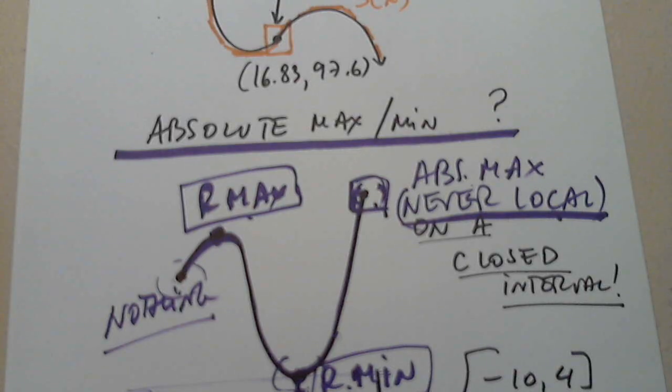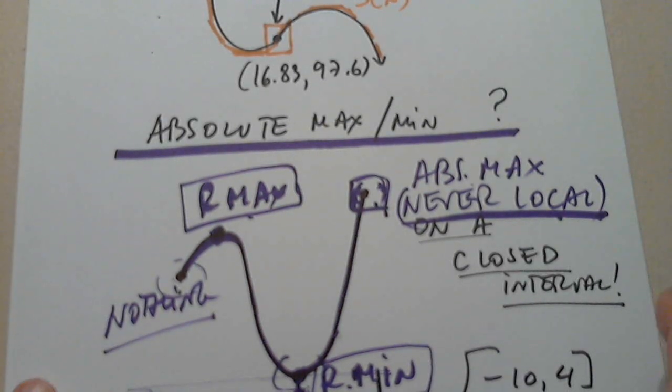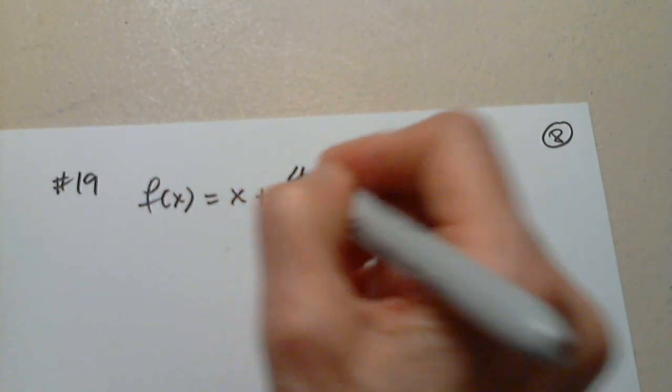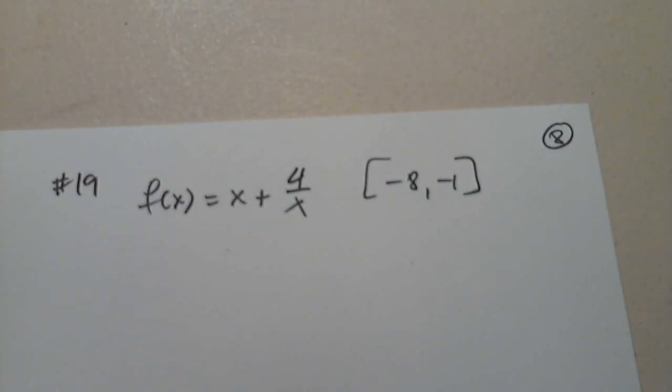So now let's choose a function and study the absolute max and absolute min on the given interval. Okay, I'll choose 19. Let's take a look. Which page am I on? I think I'm on 8. Good. f of x equals x plus 4 over x, on the interval from negative 8 to negative 1. Good.